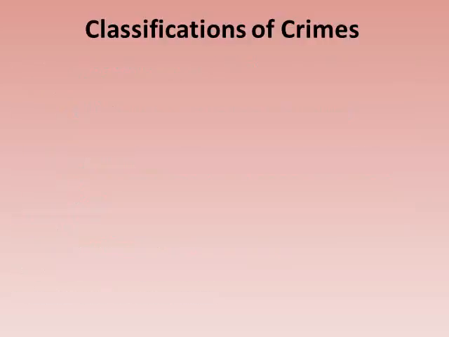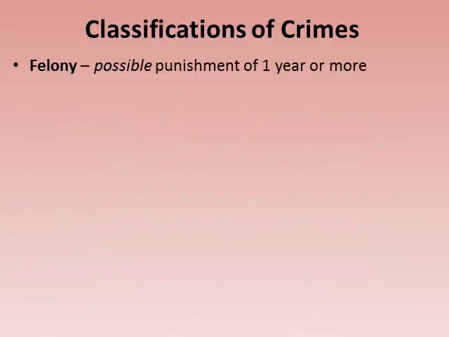Crimes can be classified in a few different ways. The most serious type of crime is a felony. If you have a felony on your record, you may have trouble getting certain jobs or that sort of thing. A felony is serious. It's defined as a crime in which the possible punishment is 1 year or more. That does not mean you were actually sentenced to spend more than a year in jail. It just means that you could have been sentenced to that much for committing that crime, because the seriousness of the offense is determined really by the seriousness of the punishment.